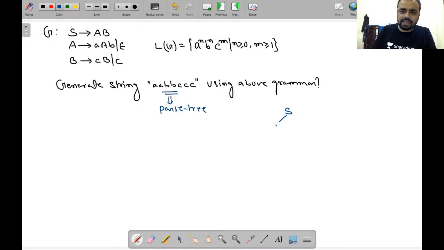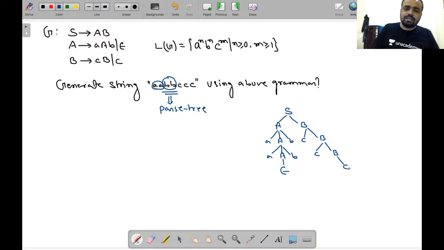See over here how. From the S we can derive A and B, and from the A we can derive B, and again from the A we can derive B. We have already generated two A's and two B's, so we just reduce the A by epsilon. Now from the B we can derive CB, again CB, and this B will be reduced by the C.